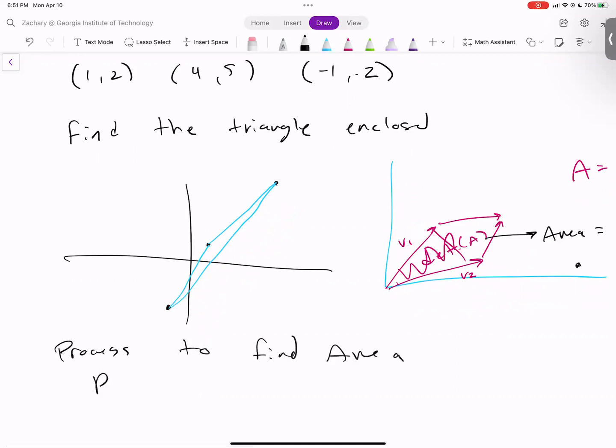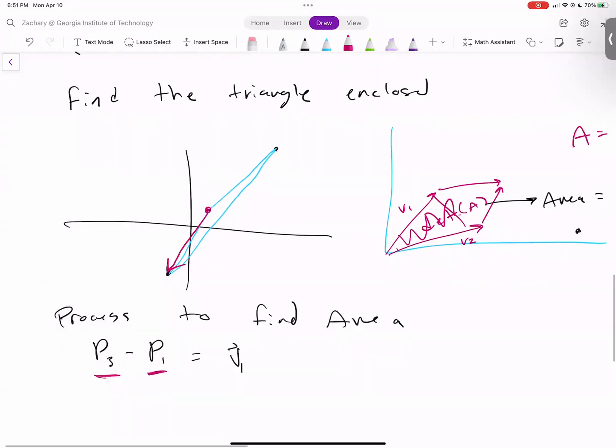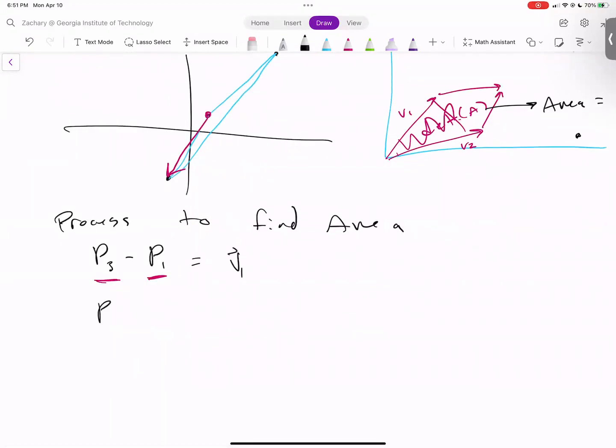How I like to write it is just pick a point, we'll call it point 3, subtract point 1, and this gives you your first vector. In this case, that's where we end minus where we start. So we're going from here to here, so that'll give me this vector. And then the second thing we do is the other point minus the same one that we used before. This gives me V2.